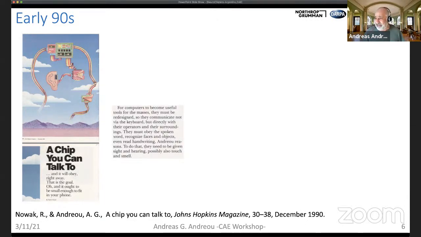Essentially, we recognized at that time, this is really 1990, that would be 30 years ago, right? So for computers to become useful tools for the masses, they must be redesigned so they communicate not with the keyboard, but directly with their operators and the surroundings. Think of Alexa today or Siri. This is really the kind of thing that you use every day. At that time, this was a crazy idea, but we were thinking about it.